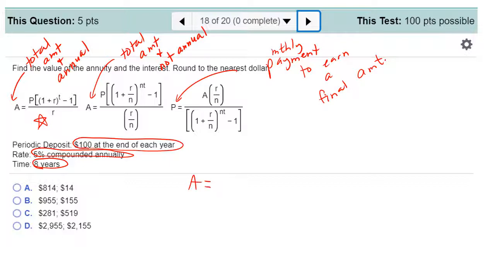A equals the $100 payment times 1 plus the rate, which is 0.05, to the power of the time, 8, then minus 1, and all of that is divided by the rate of 0.05. This is definitely something that would be easier done with your calculator.